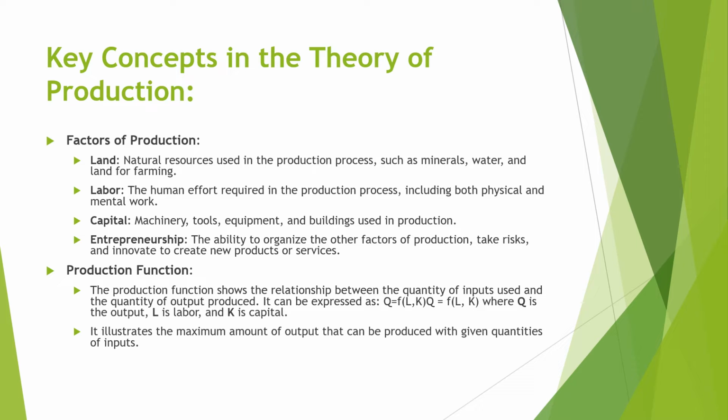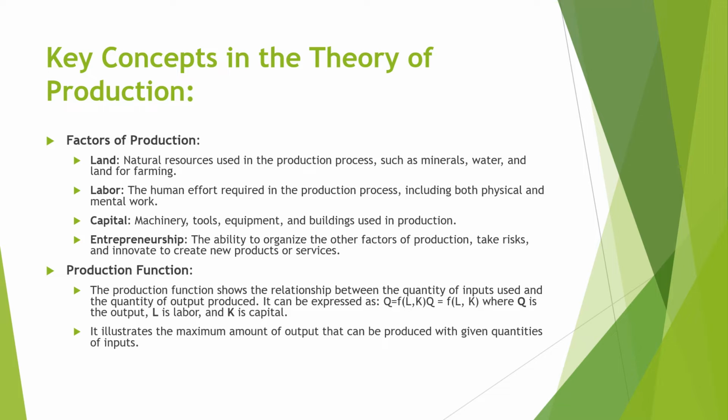Two, production function. The production function shows the relationship between the quantity of inputs used and the quantity of output produced. So when talking of production function, it is the relationship that exists between how the quantity of input is being used and how the quantity of output is being what? Produced. It can be expressed mathematically as Q = F(L, K).